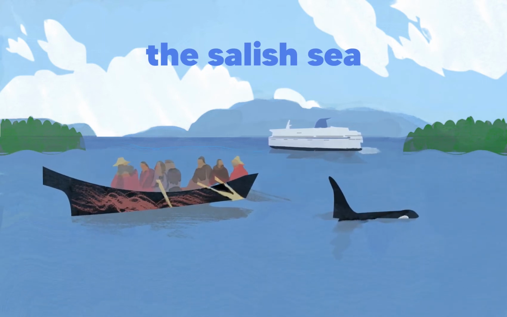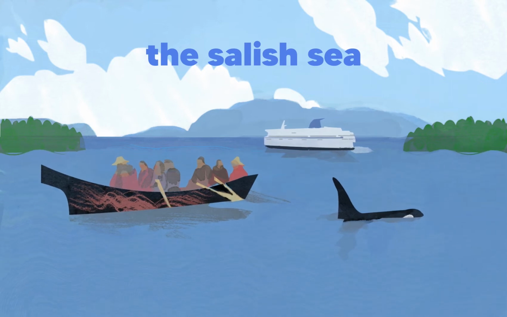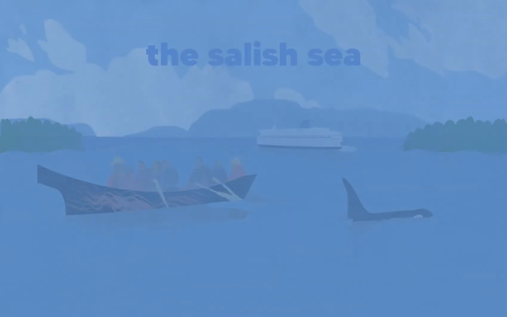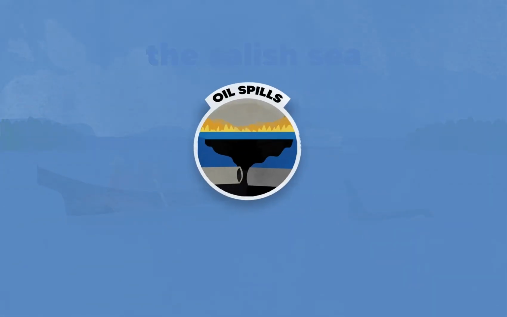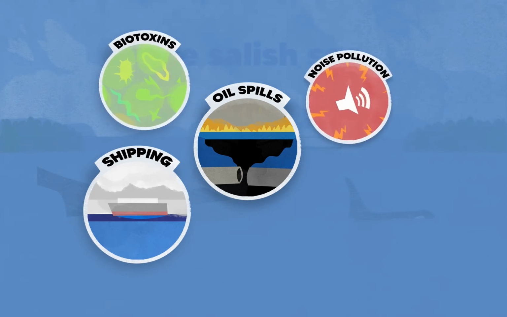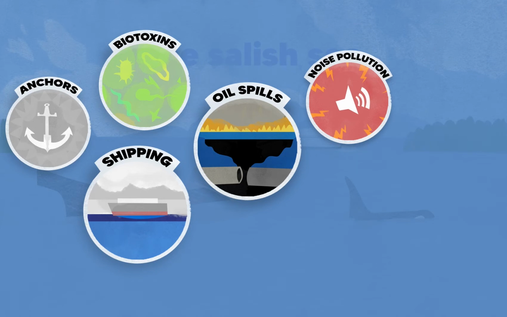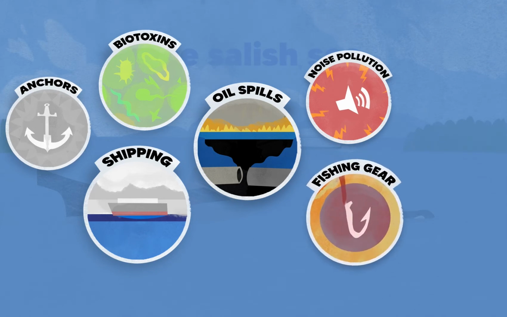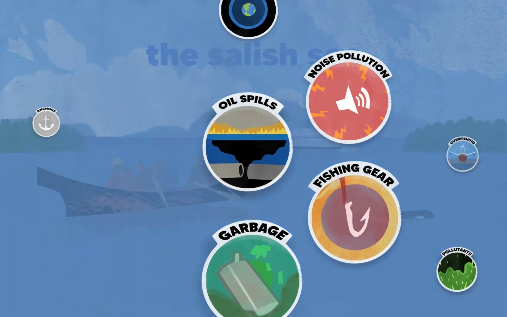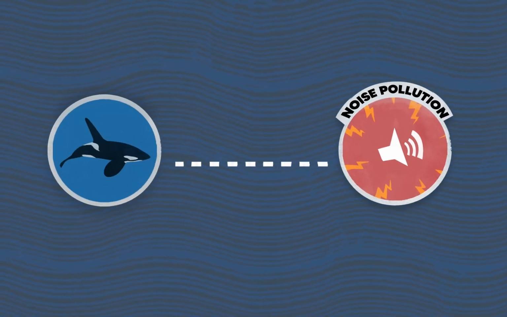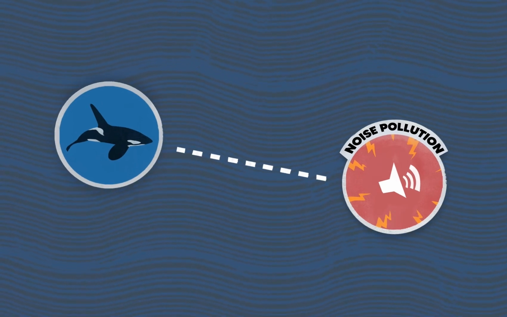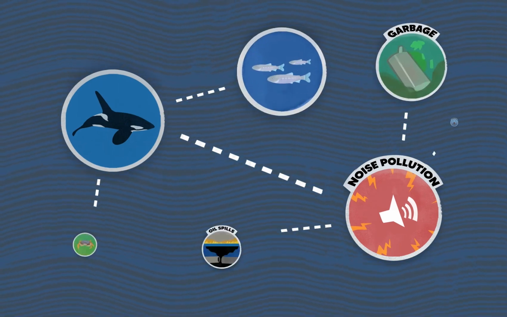The Salish lifeway depends on the Salish Sea for food, transportation, and cultural identity, but there are many threats to the Salish Sea. Oil spills, marine shipping, biotoxins, noise pollution, habitat destruction from anchors, lost and abandoned fishing gear, overfishing, and more. Each one of these threats might be minor and affect just one plant or animal in the Salish Sea. But these plants and animals are connected, and if we look for them, the threats can add up.